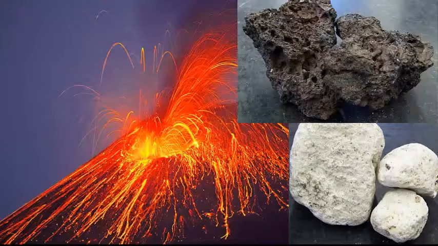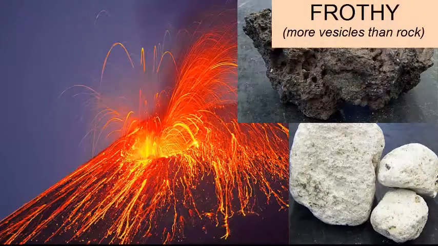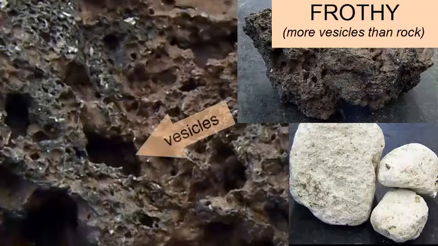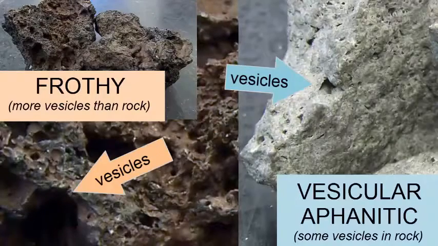Larger blobs of lava thrown through the air with lots of gas within them also cool quickly, while gas is escaping. They form a texture known as frothy, a combination of solid glass riddled with 50% or more vesicles, holes left by escaping gas. Note, often lava flows will also cool around escaping gas. Vesicles will also exist in these aphanitic textures. Only when the amount of vesicles is equal to or larger than the amount of rock do we call the texture frothy.